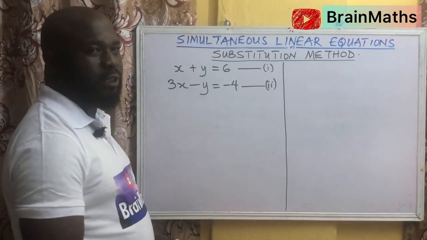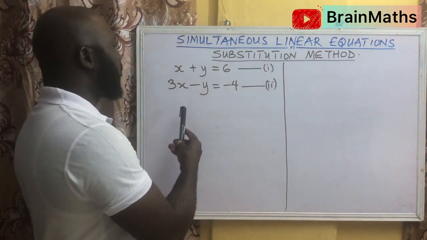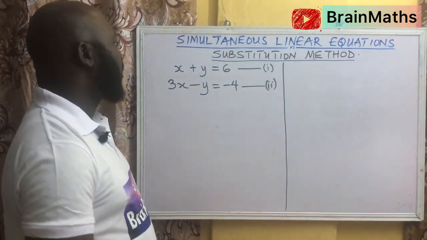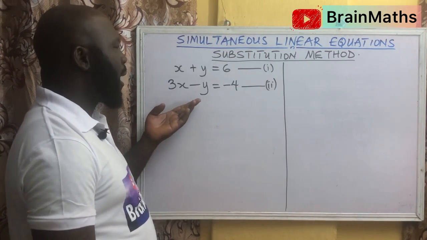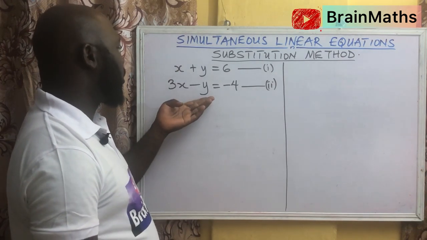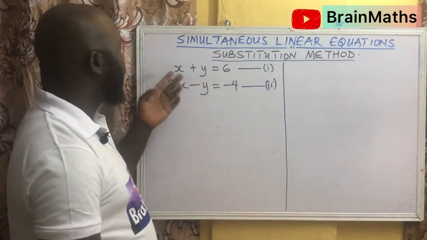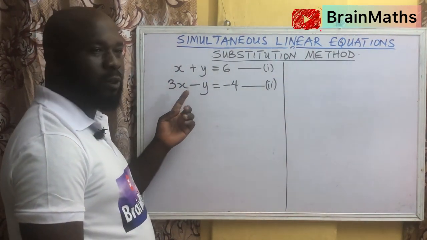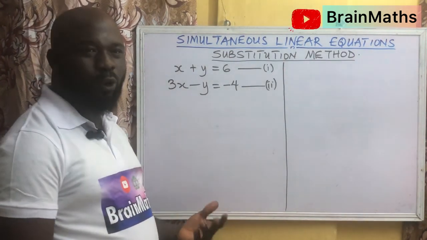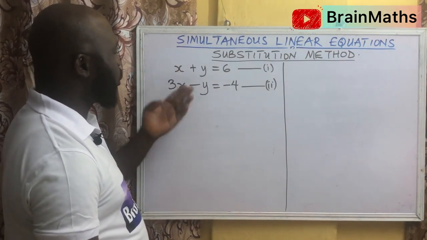So what we mean by substitution is that we are going to decide on using either x, or y rather, as the subject of an equation and substitute in the second equation. If we are using equation 2, then we have to substitute into equation 1. And if we are taking equation 1, then we substitute into equation 2 to get the value of either x or y. So let's start with equation 1, which is the simplest of the two equations.